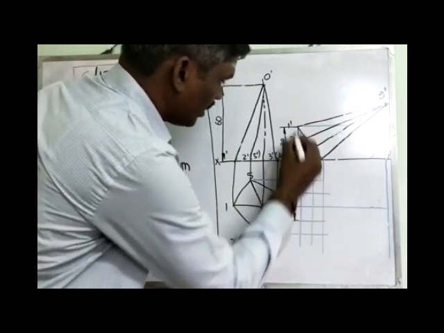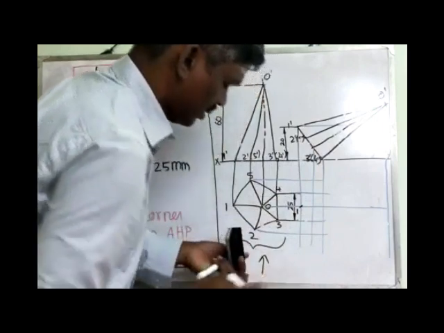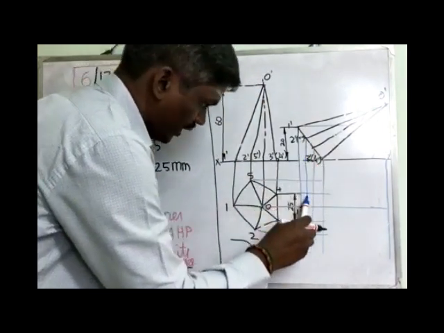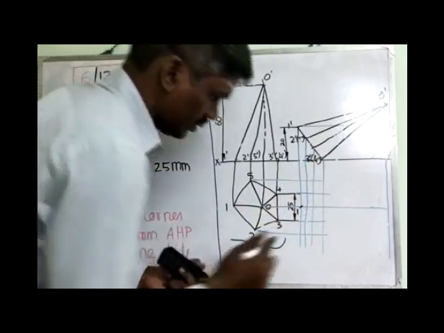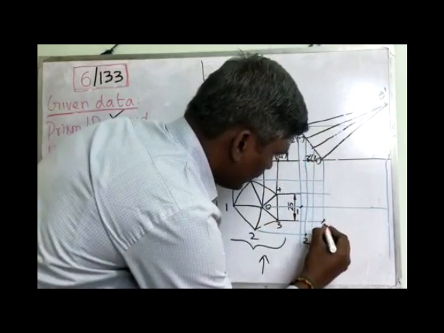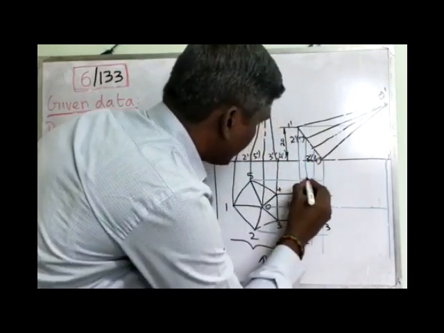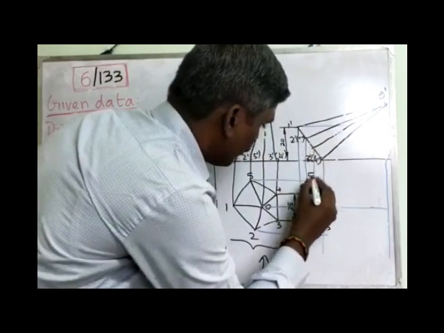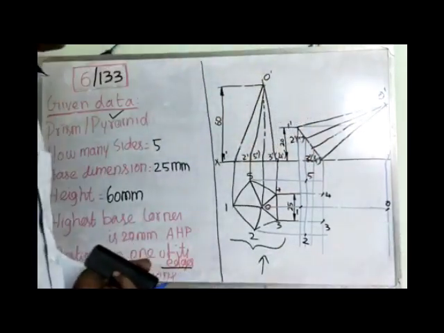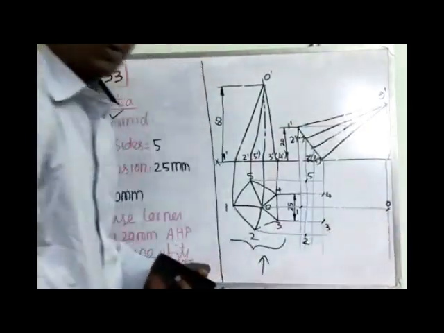Now listen here. This is the first point. 2, 5 you project here. This is the second point, the third point, the fourth point, the fifth point. Now you represent the apex point. In the top view, the apex is always visible.